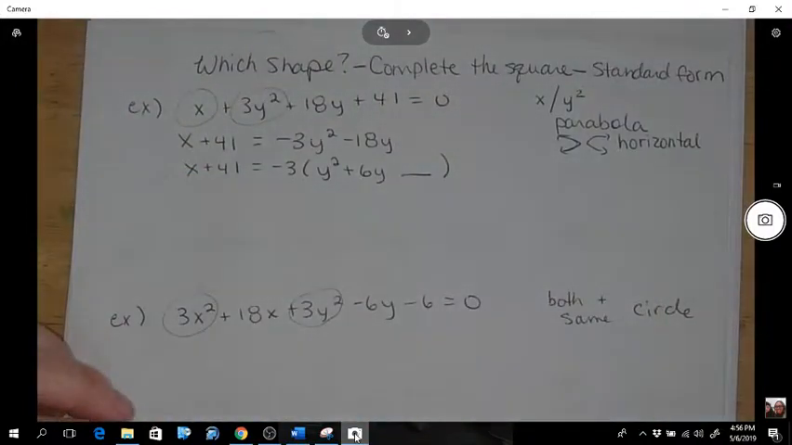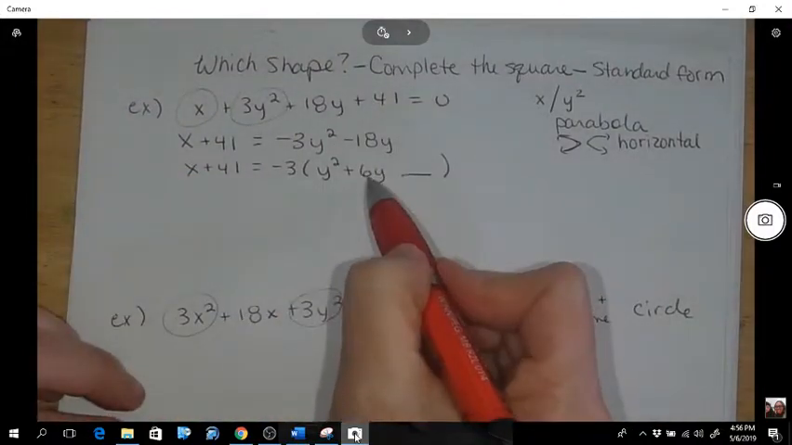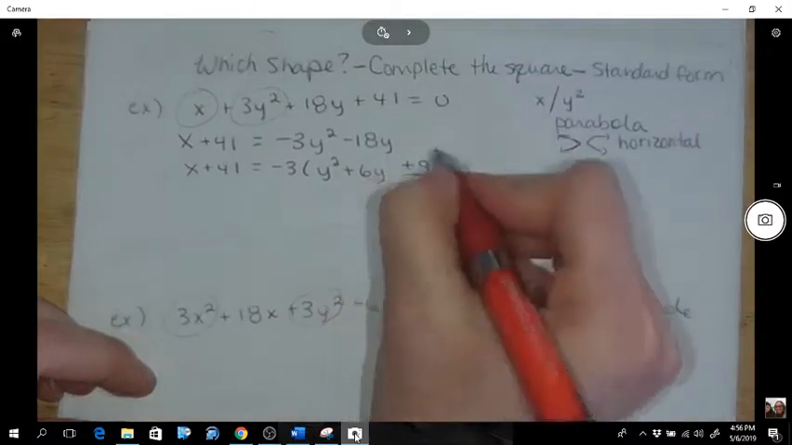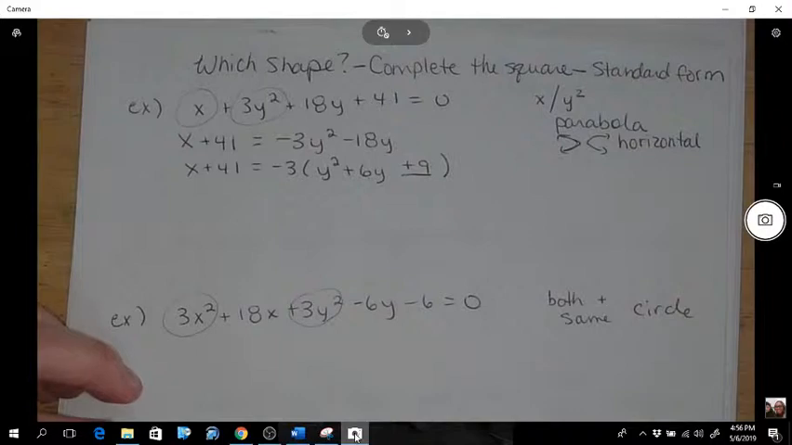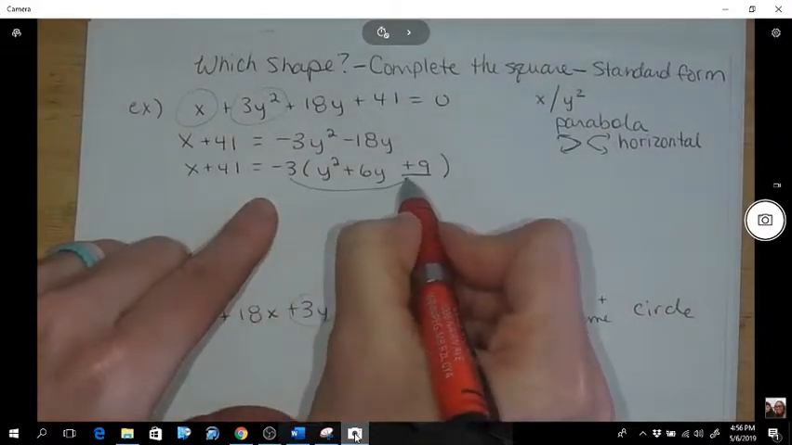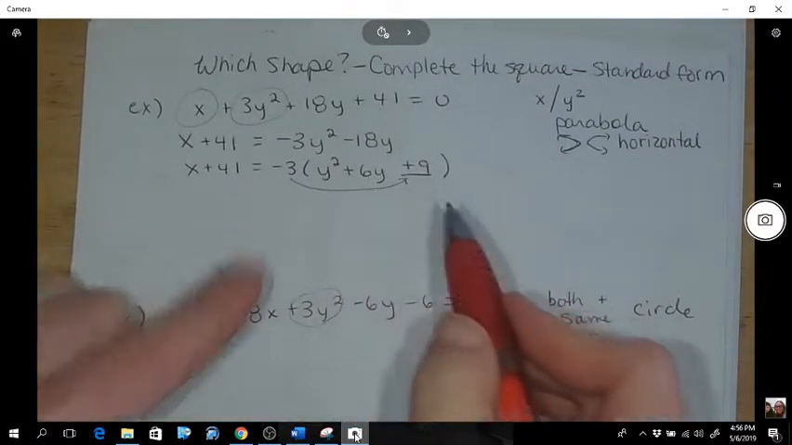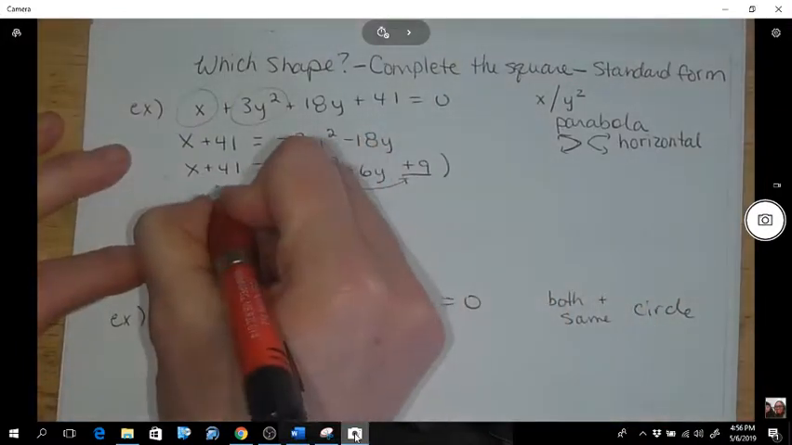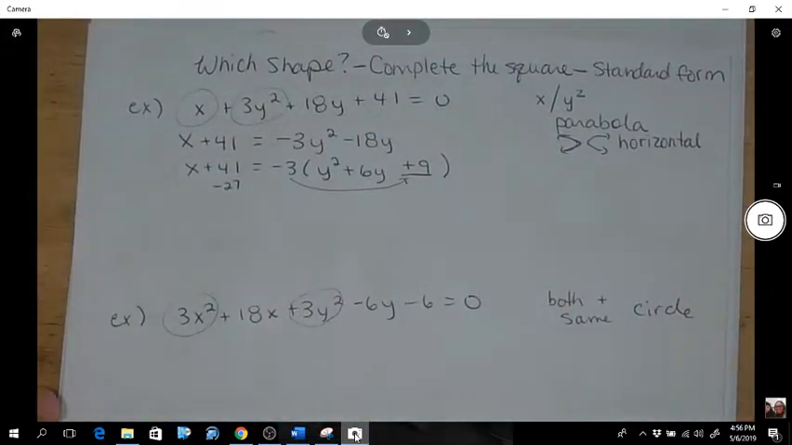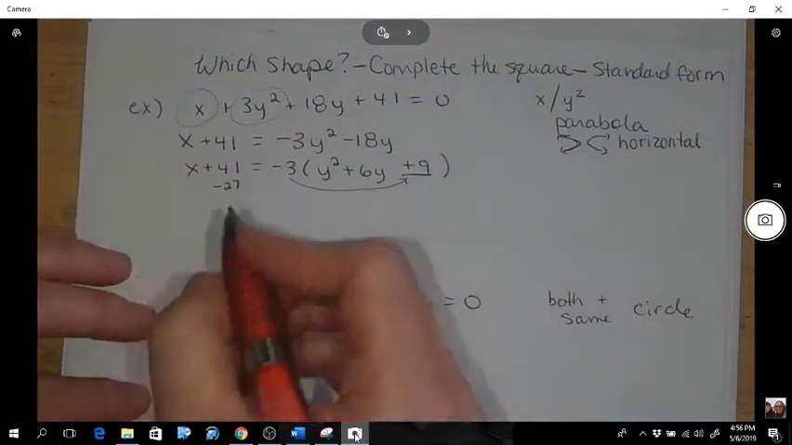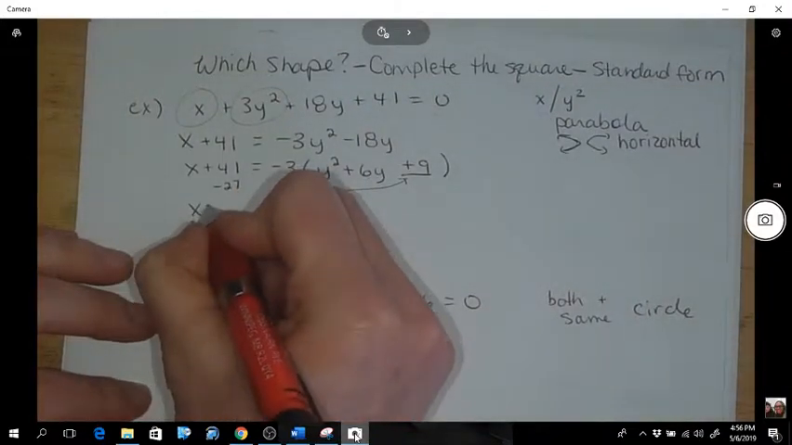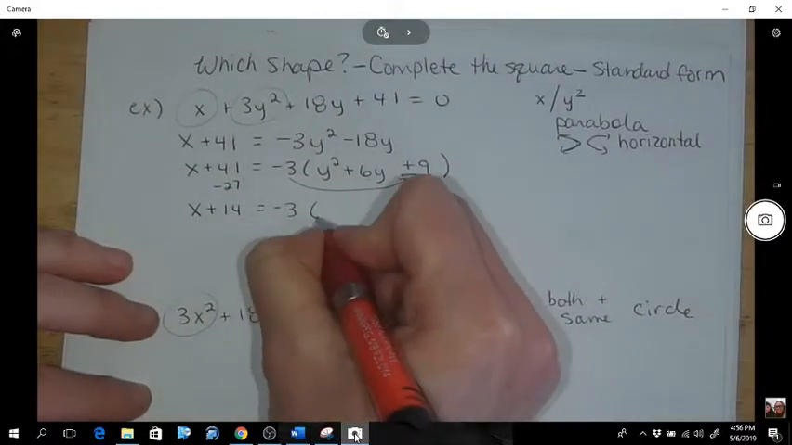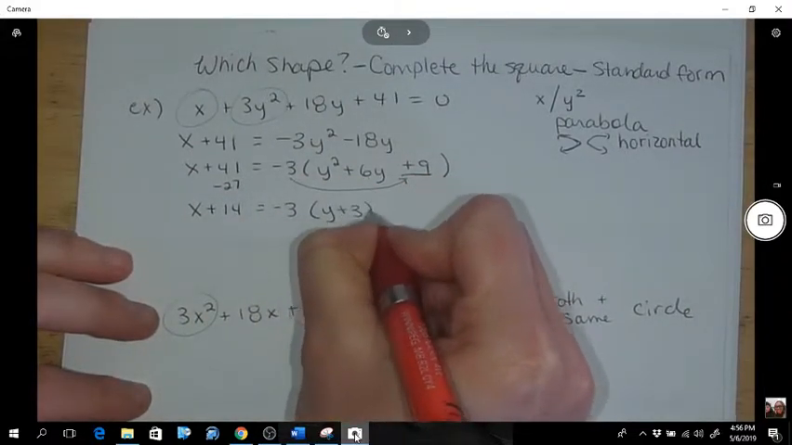Okay, so what goes on that blank? So you always take half of this, which is 3, and square it. So plus 9. Okay, now you can see that on this side I didn't just create 9, I created a negative 27. So to balance it out, I need to subtract 27 on that side. So the final is x plus 14 equals negative 3 (y plus 3) squared.